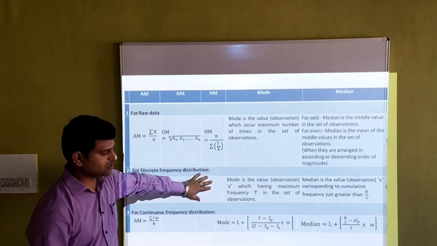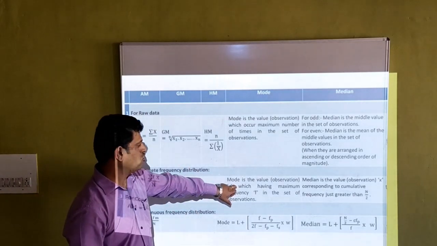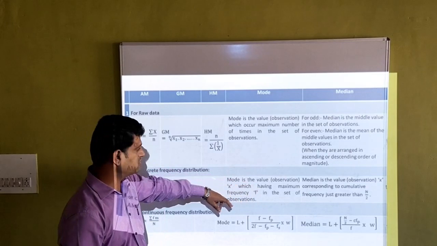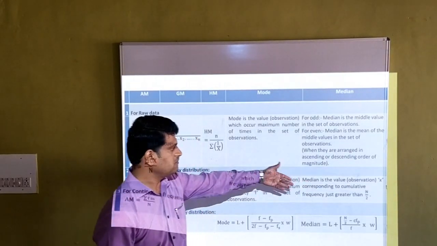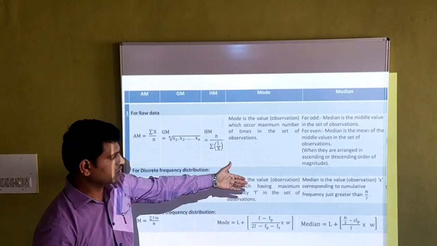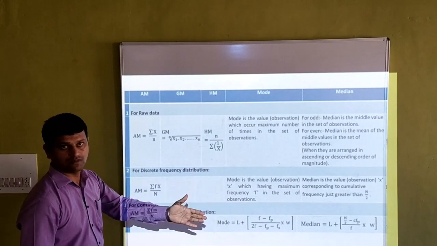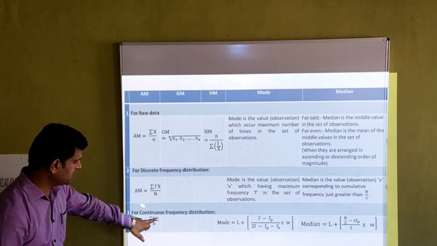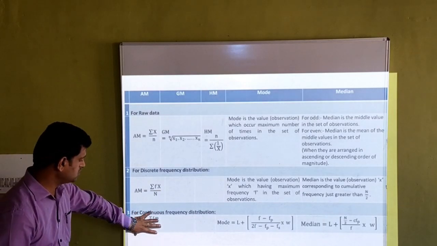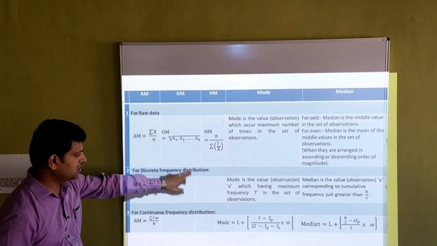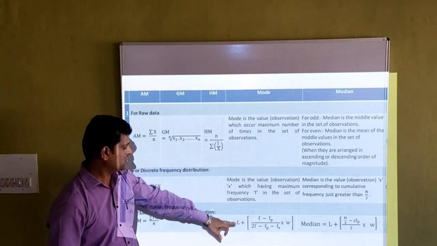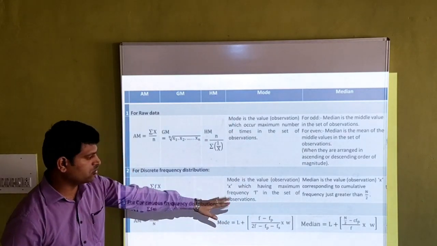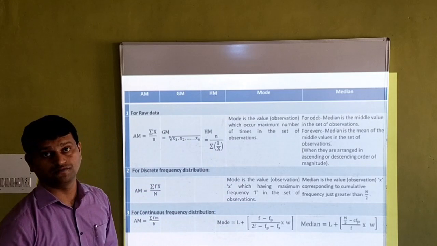For continuous frequency distribution, GM and HM are not mentioned here. Mode is the value which has maximum frequency, and for median, the value corresponding to cumulative frequency just greater than n by 2. For continuous frequency distribution, instead of x, we use m, the midpoint. This is the formula for arithmetic mean, and this is the mode, and for continuous frequency distribution, I have only mentioned the formula here.